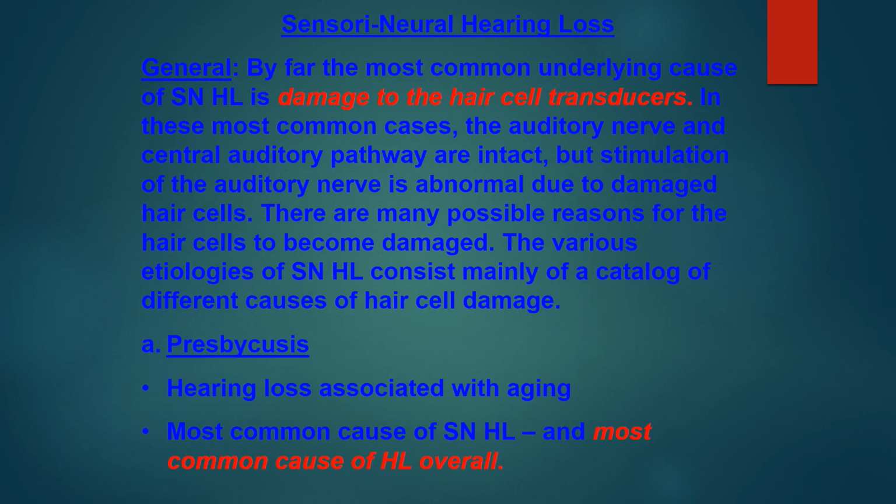By far, the most common underlying cause of sensory-neural hearing loss is damage to the hair cell transducers. In these most common cases, the auditory nerves and central auditory pathway are intact, but the stimulation of the auditory nerve is abnormal due to the damaged hair cells. There are many possible reasons for the hair cells to become damaged. The various etiologies of sensory-neural hearing loss consist mainly of the catalog of different causes of hair cell damage. Presbycusis is hearing loss associated with aging and is the most common sensory-neural hearing loss.